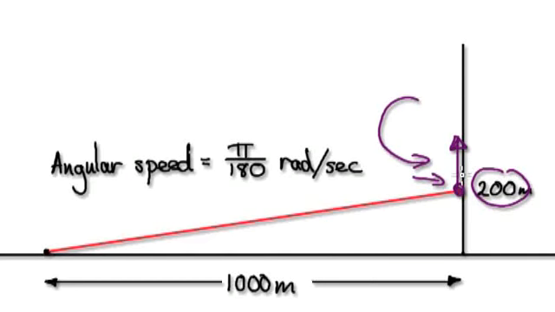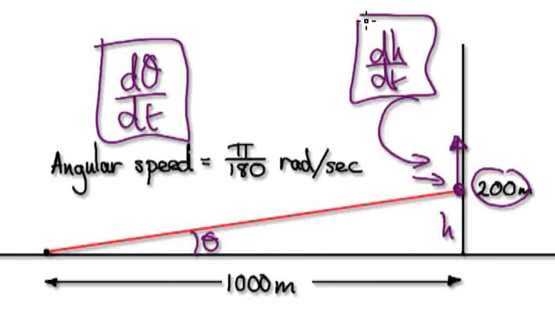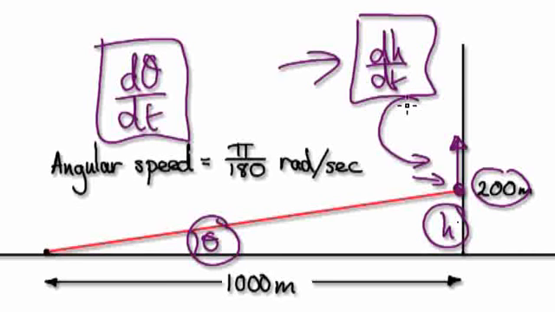The vertical speed is dh by dt. We're going to call this h, we're going to call this theta, and the angular speed is really d theta by dt. So basically you're given this and you want to get this, so you want to find some connection between theta and h. Find out dh by dt, which is the speed of this dot when it's 200 meters above the ground.